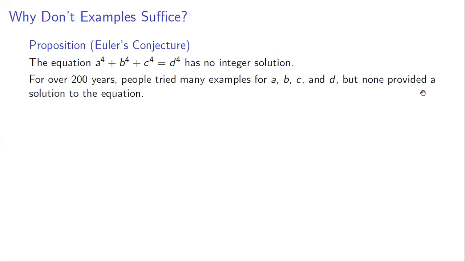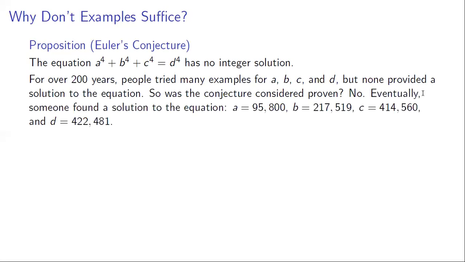Now, for over 200 years after Euler made this conjecture, people tried many different examples for a, b, c, and d, but none provided a solution to the equation. Question: so was the conjecture considered proven? After all, they tried many, many examples. None of them work. So it seems like there is no integer solution. So was the conjecture considered disproven? Answer is no. That's just going along with what we're saying, that examples don't prove anything.